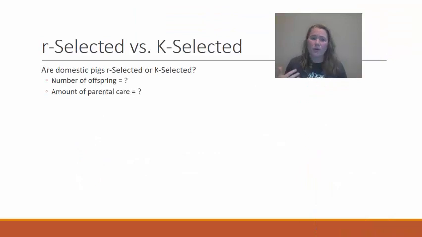So when we compare R-selected versus K-selected, it gets to be a little blurry between what is R versus K. So think about domestic pigs. Do they have a lot of offspring? Well, yeah, their number of offspring are pretty high. Do they have a lot of parental care? Well, yeah, for the most part, domestic pigs put a fair amount of care into raising their young. So does that make them R-selected or K-selected? Well, it's a little harder to classify.